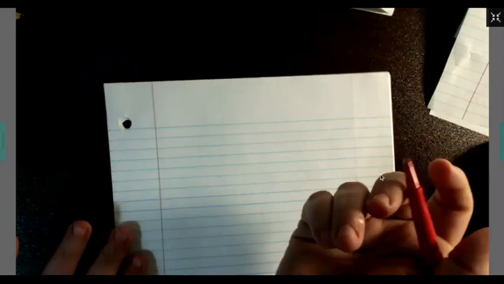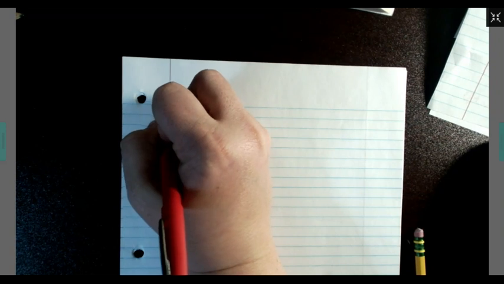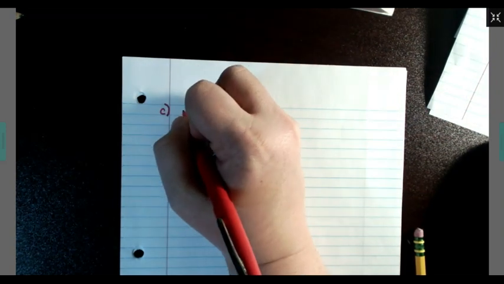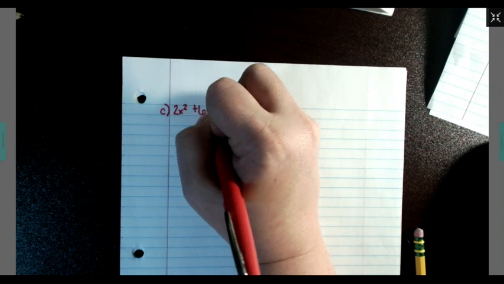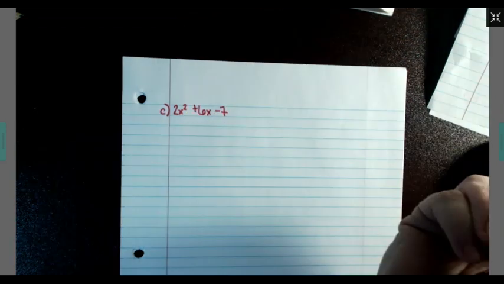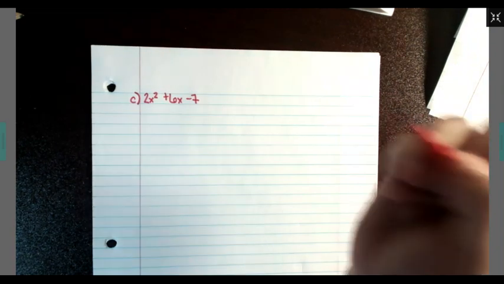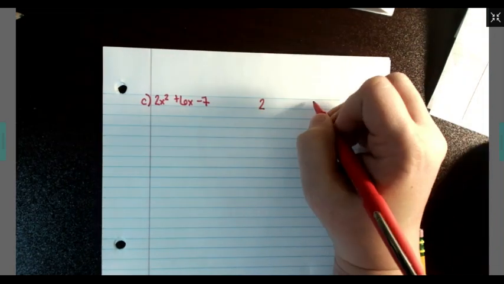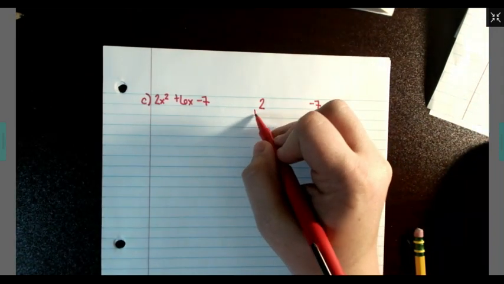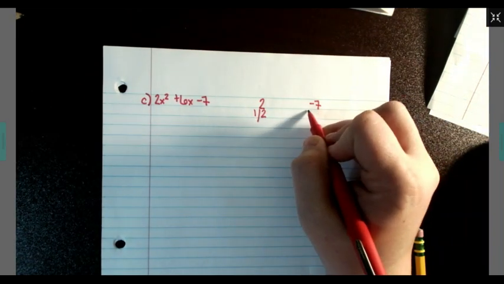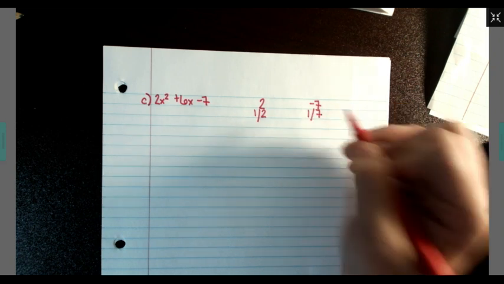Let's take a look at C. And I'm going to move over to another piece of paper because obviously that one's all full up. C says 2x squared plus 6x minus 7. So let's talk about this. 2 and negative 7. Well, the only way to get 2 is 1 and 2. The only way to get 7 is 1 and 7.